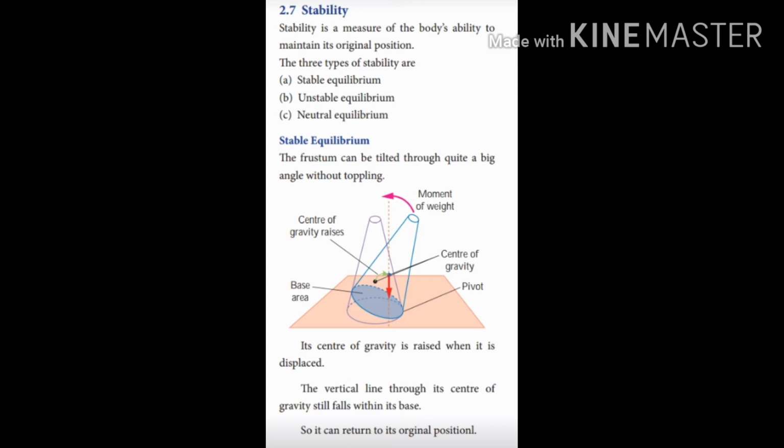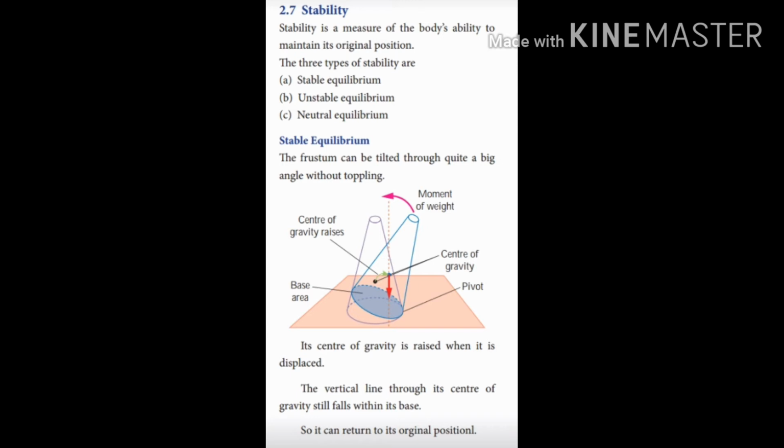The frustum can be tilted through quite a big angle without toppling. The center of gravity is raised when it is displaced. So see the picture. The center of gravity rises and the moment of weight about the pivot point is displaced. So the vertical line through its center of gravity still falls within its base. So it can return to its original position.